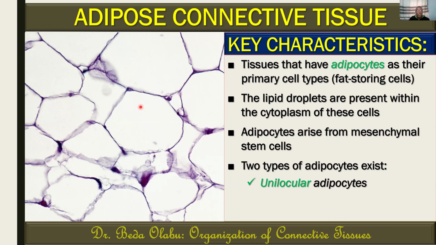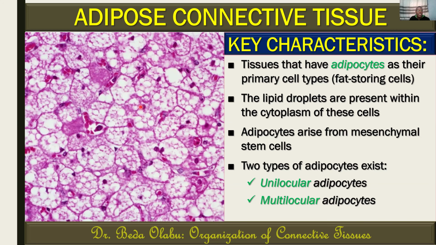The other type of adipocyte, and therefore the other type of adipose tissue, is the multilocular adipocytes, which form the multilocular adipose tissue. In multilocular adipose tissue, we have a single cell having multiple locules of fat within it. Look, for example, at this particular image. So this is a single cell, but we can see multiple fat inclusions within the same cell. So we call that a multilocular adipocyte, and it forms multilocular fat.